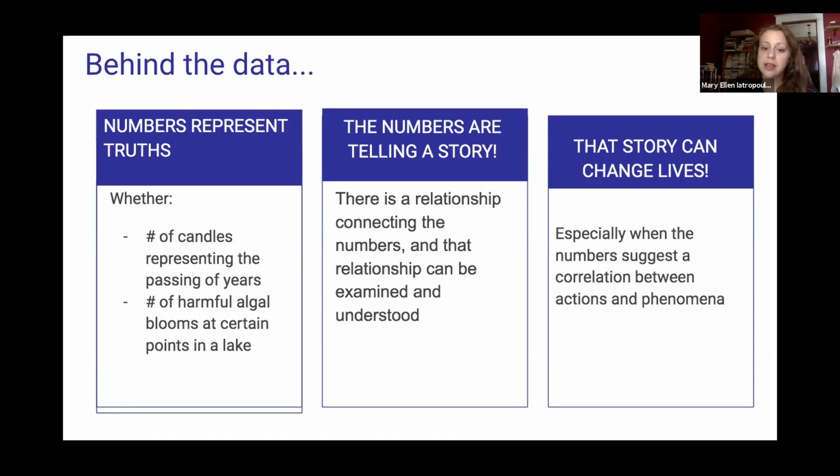And there's some kind of story being told behind those truths. There's a relationship that connects those numbers. That relationship can be examined and understood to make for a more robust understanding of the situation that we find ourselves in. And especially when those numbers suggest a correlation between phenomena and actions that people take, those numbers can change lives. Those numbers can point to a set of behaviors being really good that we want people to replicate. Those numbers can point to a set of behaviors not being so good for the environment that we want people to stop. Either way, numbers tell a story, and that story matters.